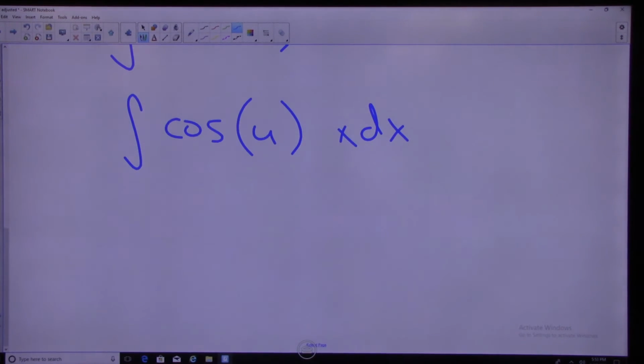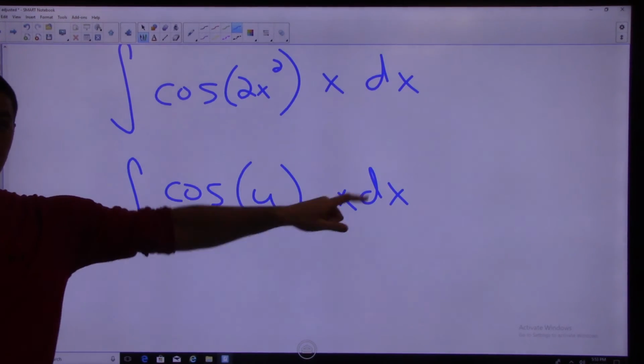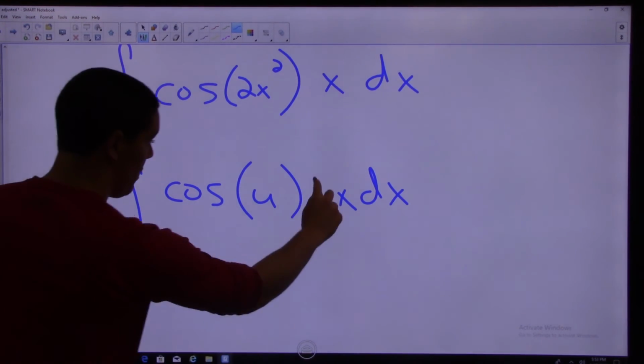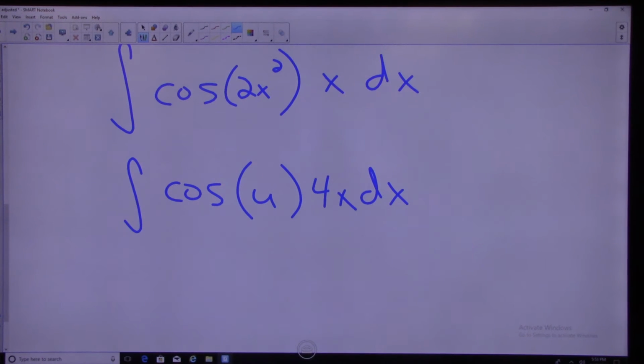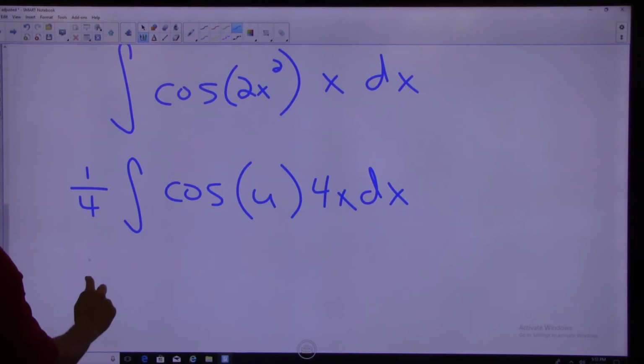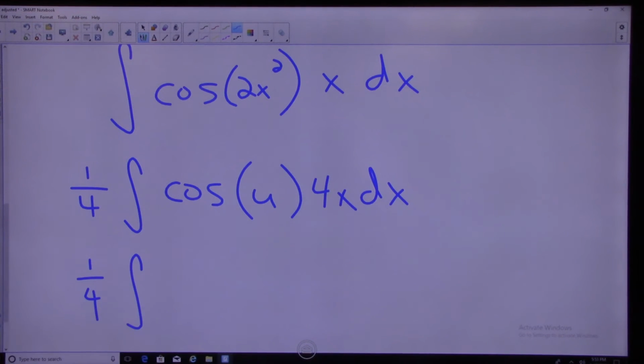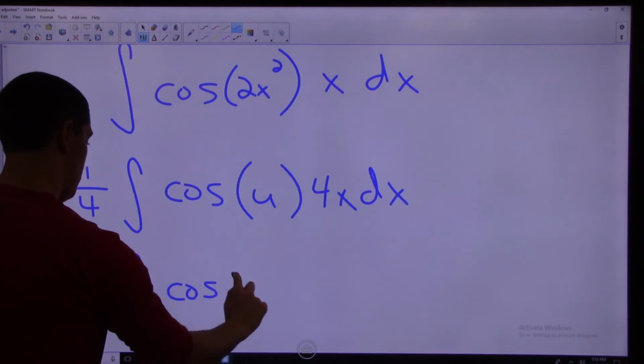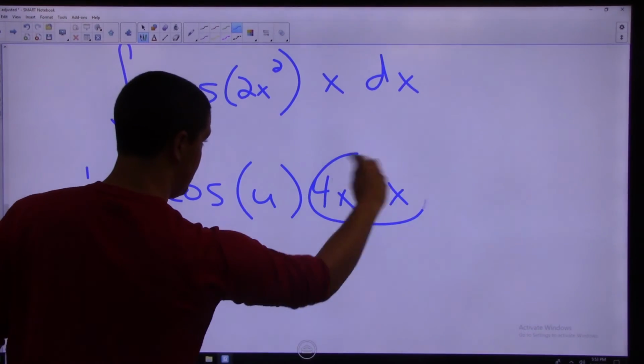Now, like I said, we want to get that to look like 4x dx. So let's put a 4 there. What do we have to do at the same time? Multiply by 1/4. And so now we can rewrite this as 1/4 times the integral of cosine u, and then this whole thing is du.